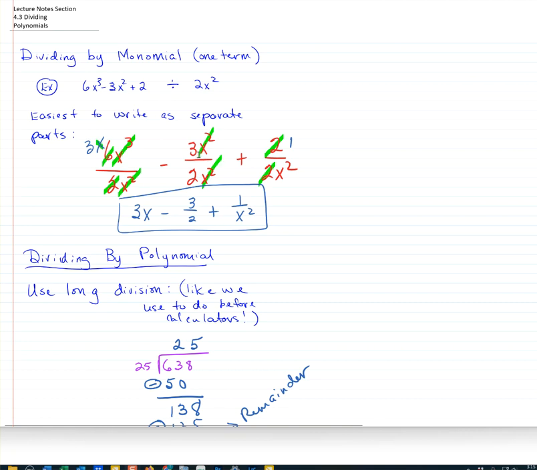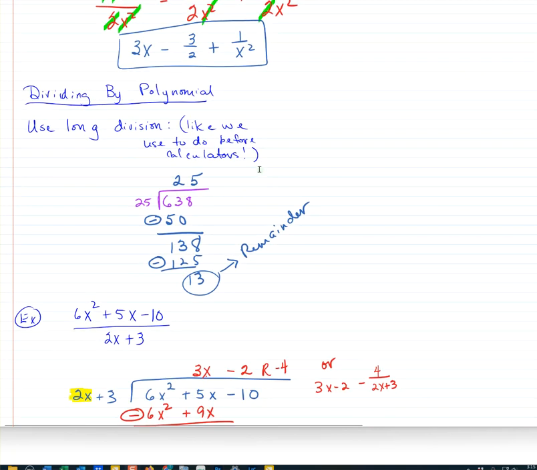Here the x squareds cancel out. Here, just the 2's cancel out. Remember that it leaves a 1. So what you're left with is 3x minus 3 over 2 plus 1 over x squared, and that would be your answer. So just remember, if you're dividing by a monomial, write it as separate pieces and then simplify each piece. If we're going to divide by a polynomial, we'll use long division like we used to do before we had calculators. We would do that by hand.